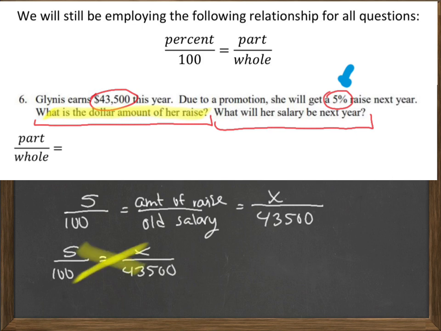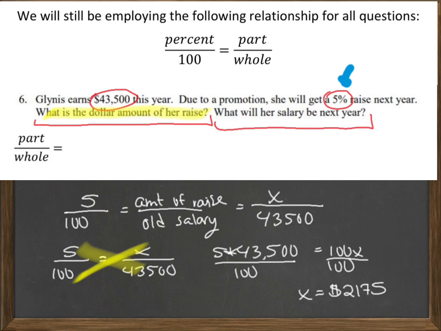Now that we have that, we can cross multiply. So we have 5 times 43,500 is equal to 100x, and we're going to divide both sides by 100. So the dollar amount of her raise is $2,175. In all the previous problems we would normally be done. However, there's a second part to this question. It says, what will her salary be next year?